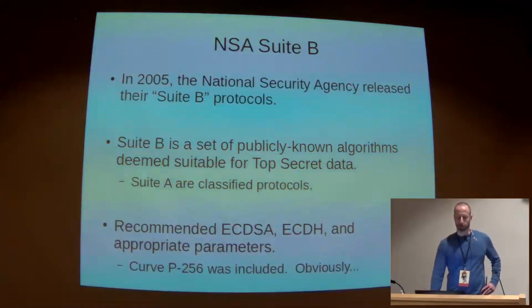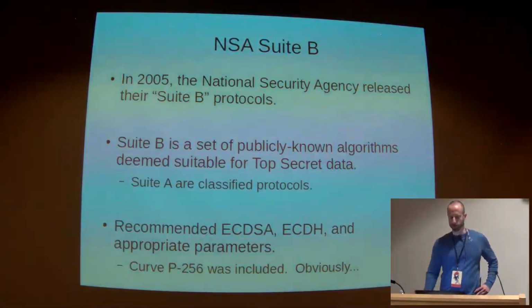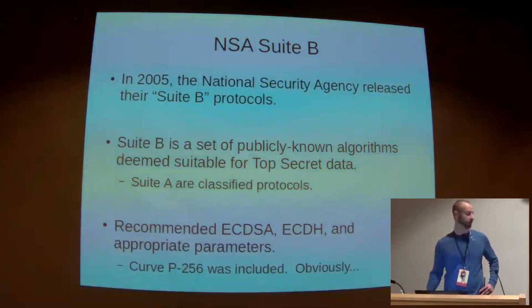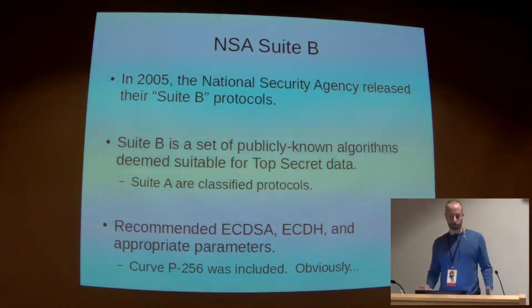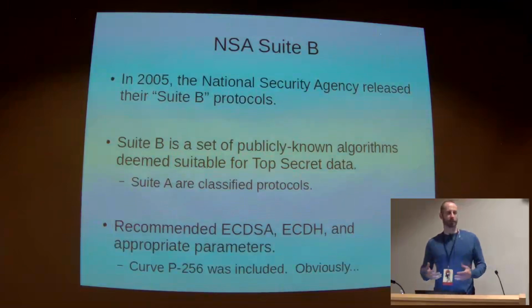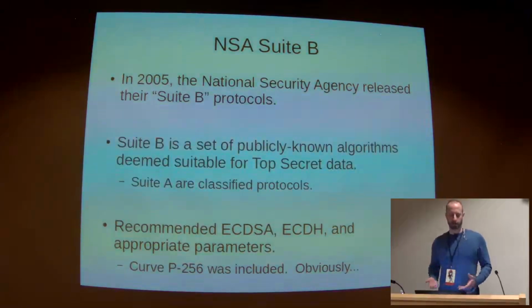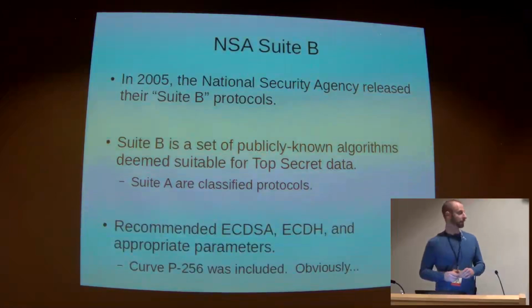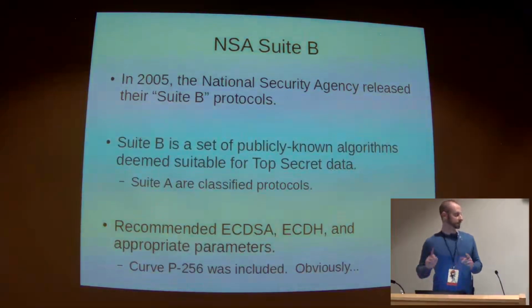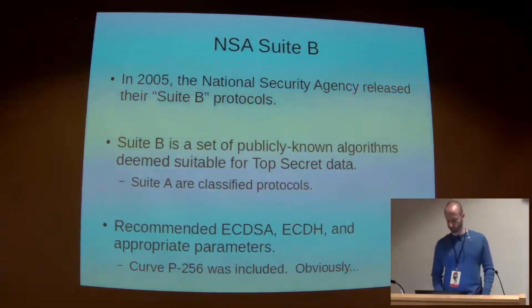So in Suite B, they recommend that you can use ECDSA, ECDH, with appropriate parameters, and of course curve P256 was included. So the US government back then was actively saying we are going to use the NIST curves. I'm going to go into this later, because one of the big arguments against the idea that these are backdoored is: hey, if they're backdoored, why is the government themselves using them for classified information? That does sound pretty compelling, I'll be honest. But I will get back to this, because it is a very interesting point.